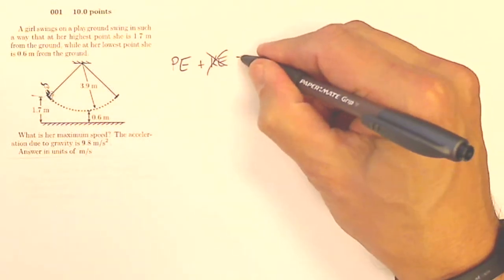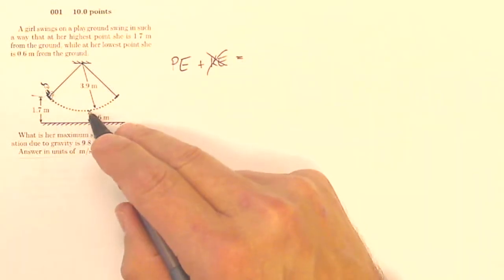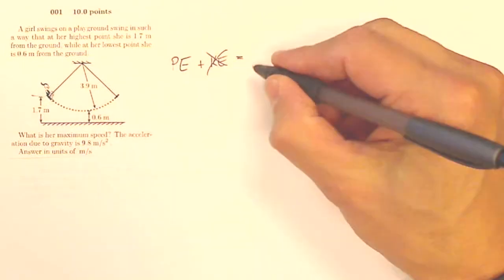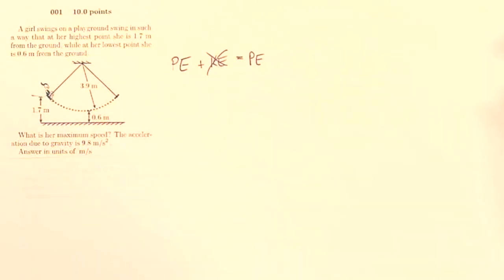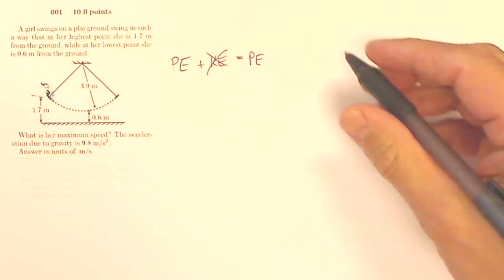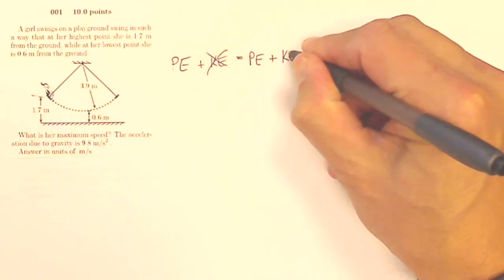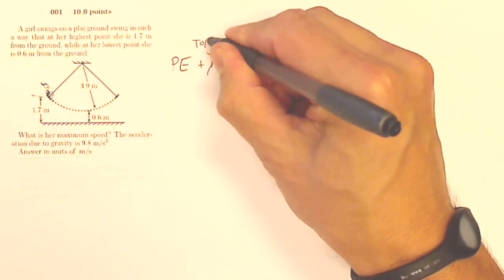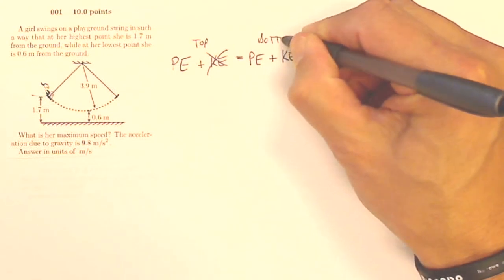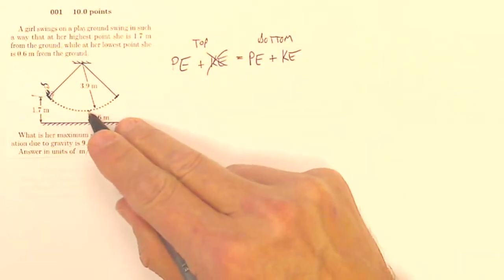At her lowest spot, she's going to have the same total amount of energy. And at her lowest spot, she can still fall 0.6 meters, so she definitely has some potential energy. And she's moving. She'll be swinging through that lowest spot, so she's got some kinetic energy there. So this is at the top, and this is at the bottom. Even though she's not all the way at the bottom, it's the bottom of her swing.